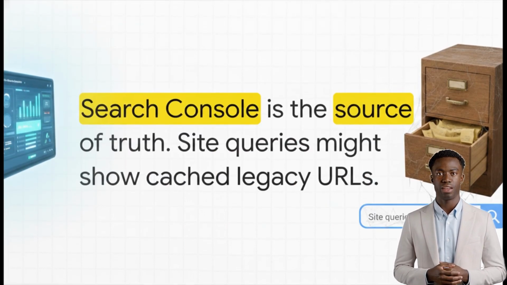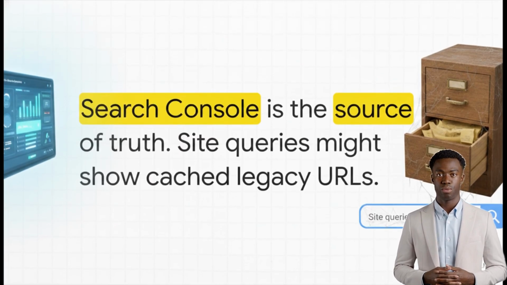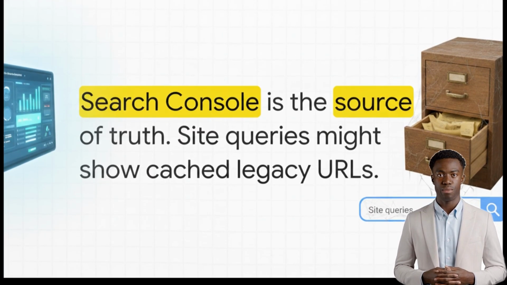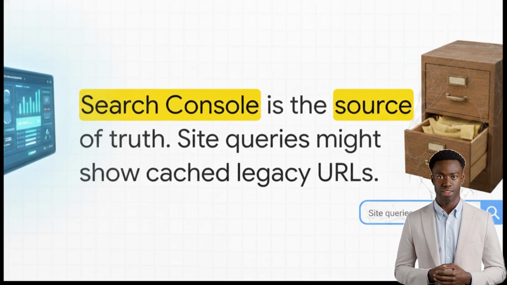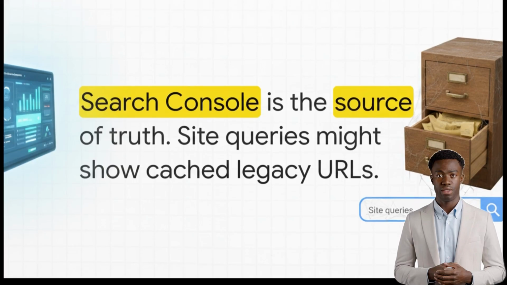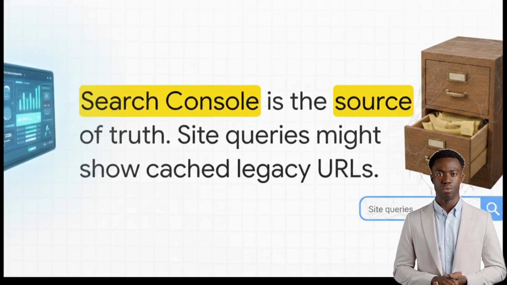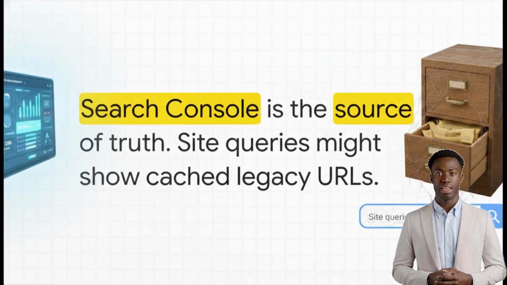Those site queries are entirely artificial. When you do a site search, you're basically forcing Google to dig through its absolute deepest memory banks. It can completely trick you into thinking a migration failed by surfacing these cached legacy URLs literally years after a proper move. Your Search Console is your ultimate source of truth for what's actually happening in the index.